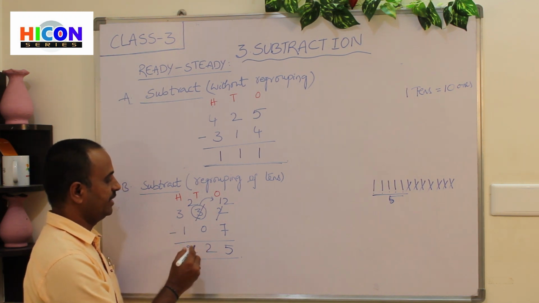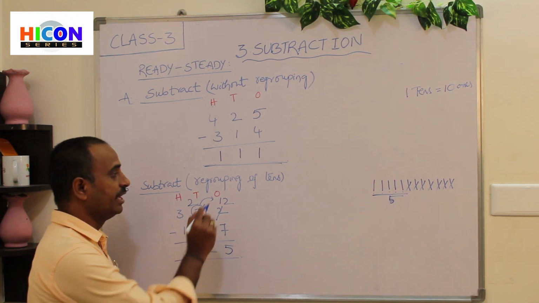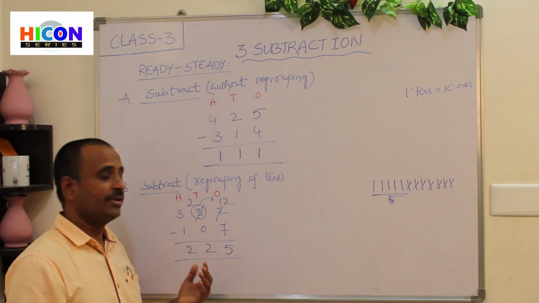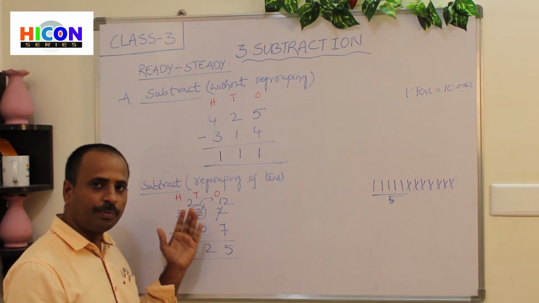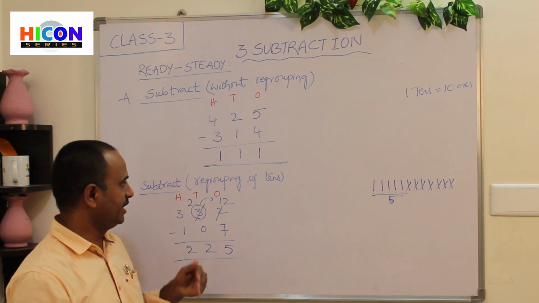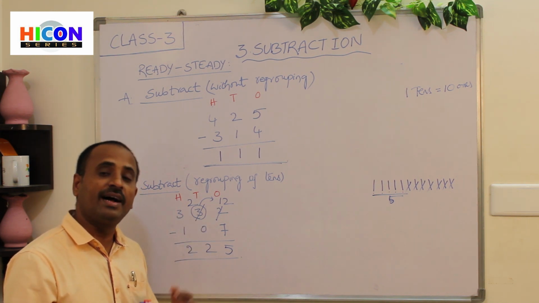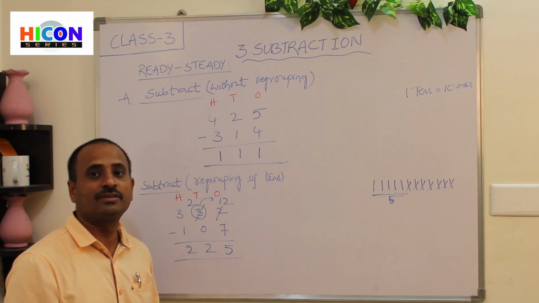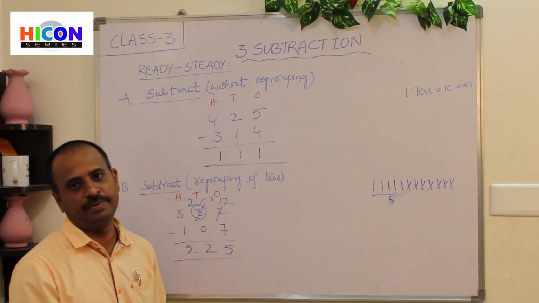So this is the difference. So this is the subtraction. So this is an example for regrouping of tens, because we are getting borrow from the tens place. That's why this is called regrouping of tens. So in the same way, we can practice one problem on regrouping of hundreds and tens. That means how to get borrow from the hundreds place and the tens place.